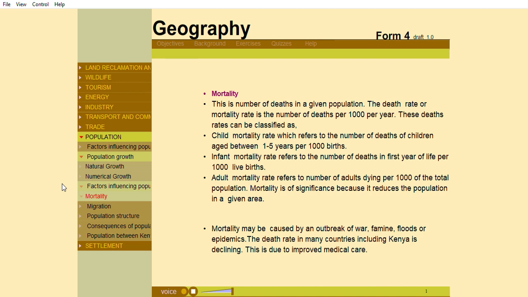Mortality is of significance because it reduces the population in a given area. Mortality may be caused by an outbreak of war, famine, floods, or epidemics. The death rate in many countries, including Kenya, is declining. This is due to improved medical care.